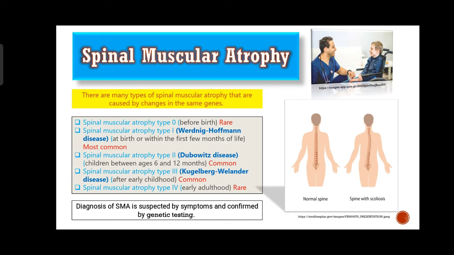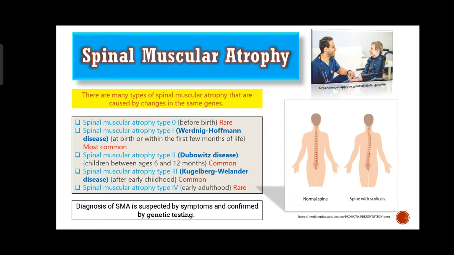Spinal muscular atrophy type 1, also called Wernicke-Hoffmann disease, occurs at birth or within the first few months of life and it is the most common type. In this type, they cannot control their head movements or sit properly. They will have swallowing problems that can lead to difficulty feeding and poor growth. They can also have breathing problems due to weakness of respiratory muscles and an abnormally bell-shaped chest that prevents the lungs from fully expanding. In this type, respiratory failure also occurs.